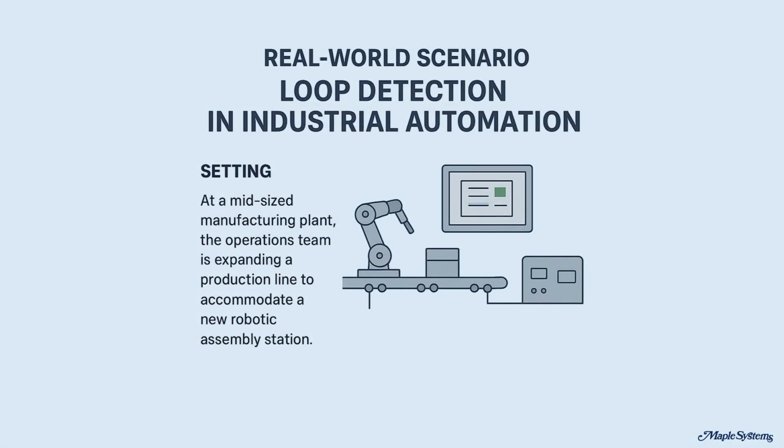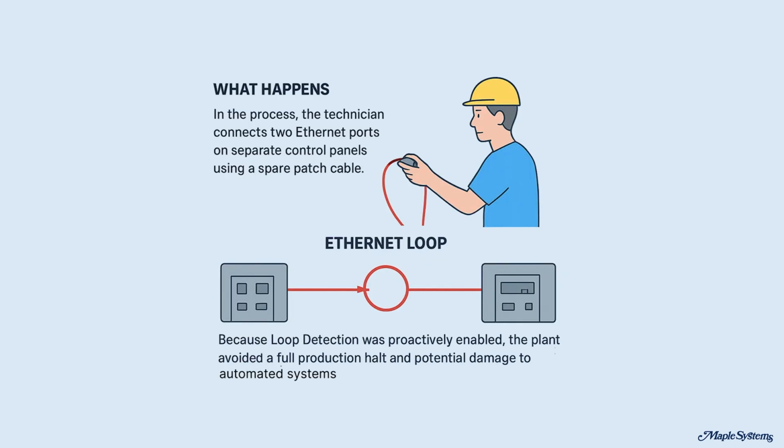Let's take a look at loop detection in a real-world scenario in industrial automation. The setting: at a mid-sized manufacturing plant, the operations team is expanding a production line to accommodate a new robotic assembly station. In the process, a technician connects two Ethernet ports on separate control panels using a spare patch cable. Because loop detection was proactively enabled, the plant avoided a full production halt and potential damage to automated systems.